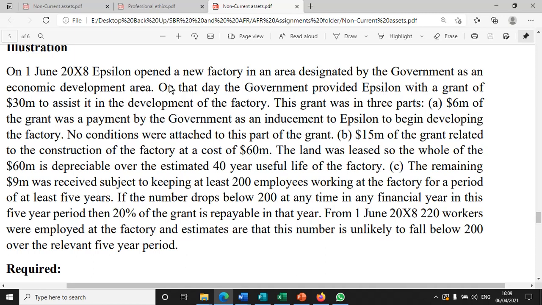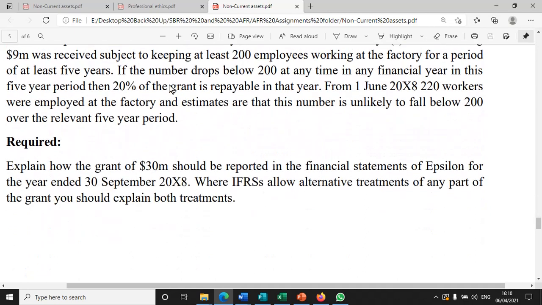If the number of employees drops below 200 at any time in any financial year in this 5-year period, then 20% of the grant is repayable in that year. From 1st June 20X8, 220 workers were employed at the factory, and it is estimated that this number is unlikely to fall below 200. So we fulfill the grant's requirement.